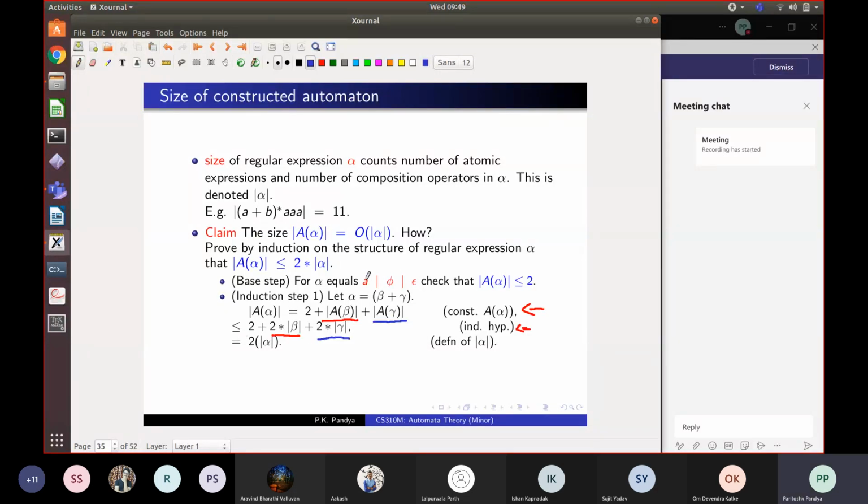Now, what is the size of this pattern alpha? Size of alpha by construction is equal to size of beta plus size of gamma plus 1, right? Because we have written it as beta plus gamma. We are using as many symbols as in beta, as many symbols as in gamma, and one more symbol plus. So it is size of beta, size of gamma plus 1. This is size of alpha, right?